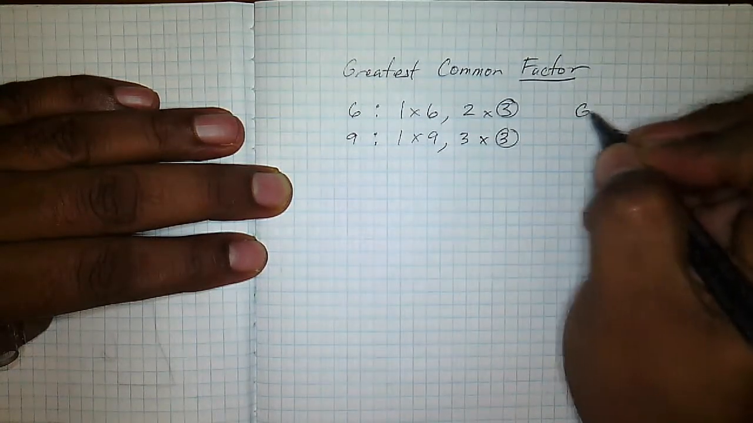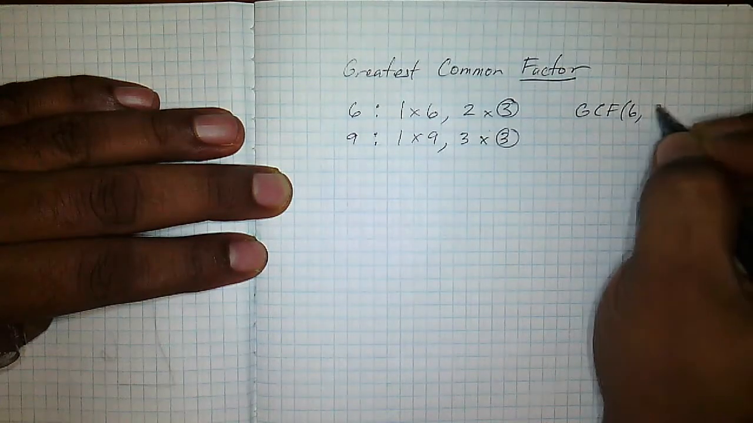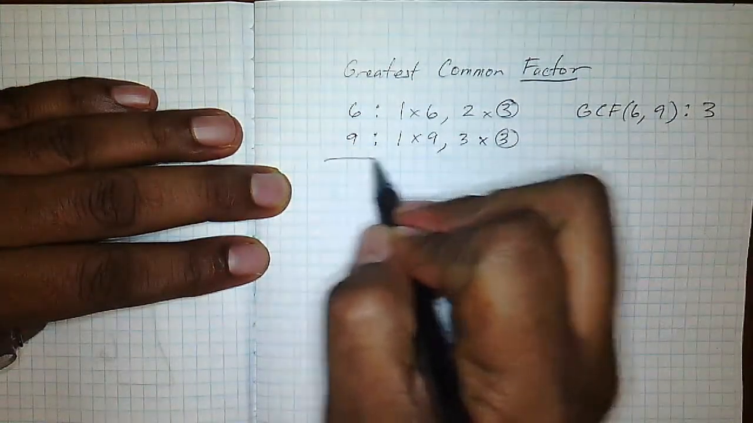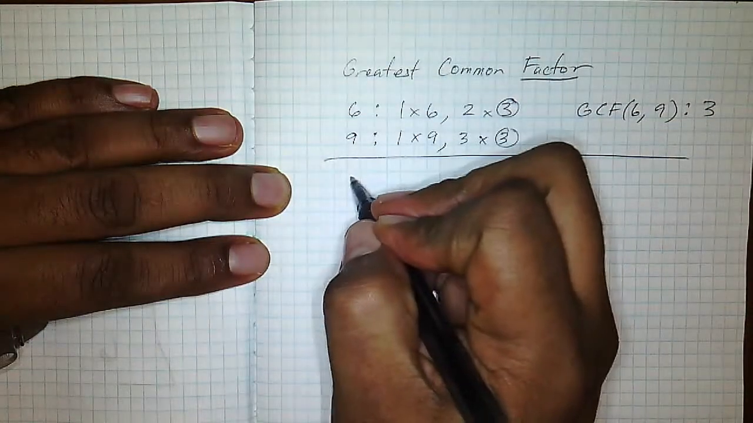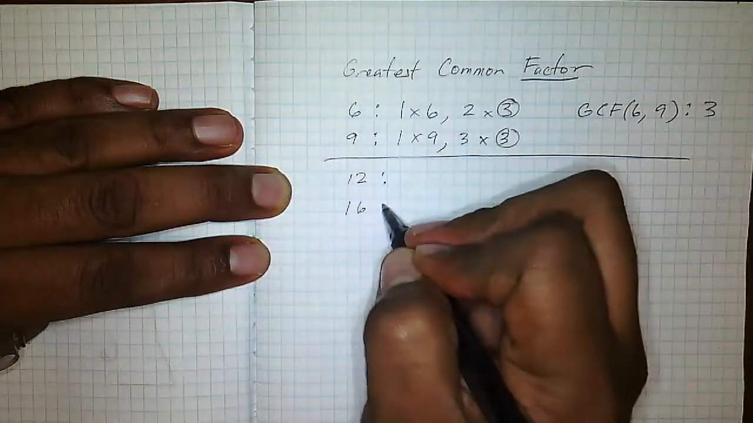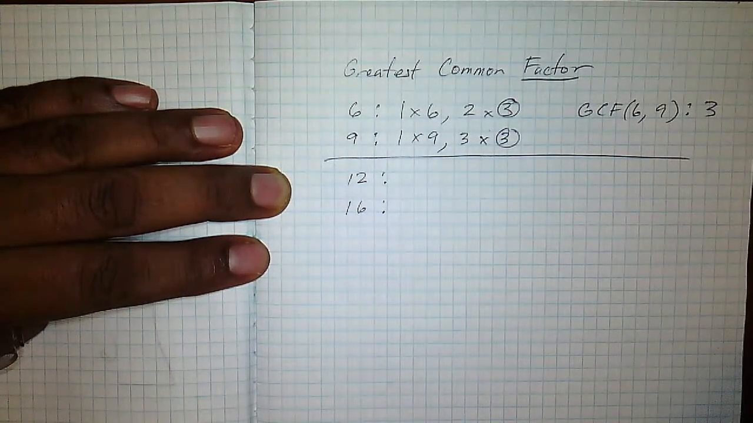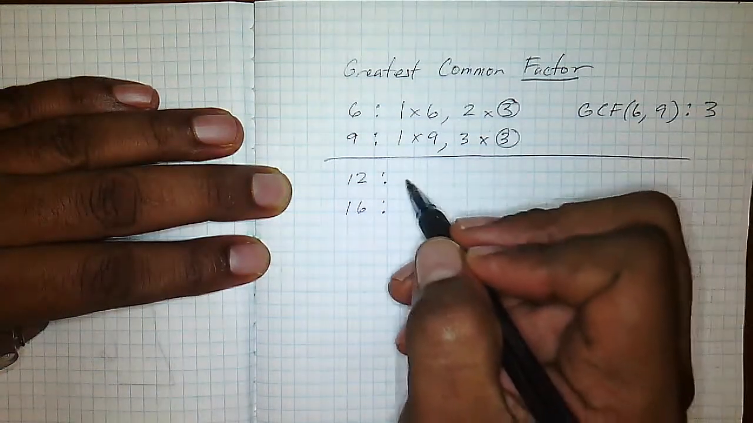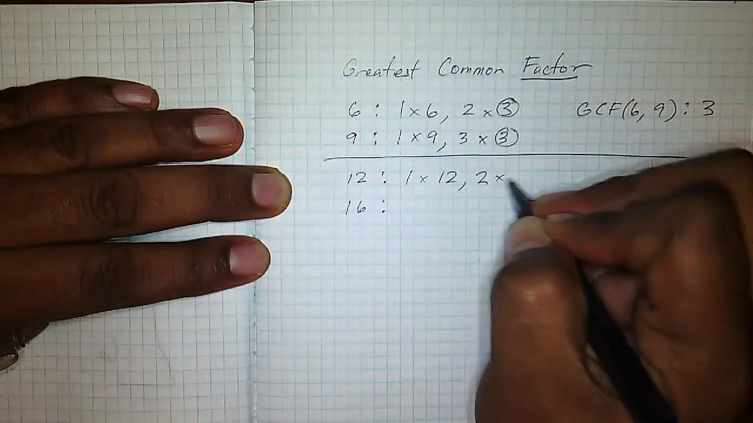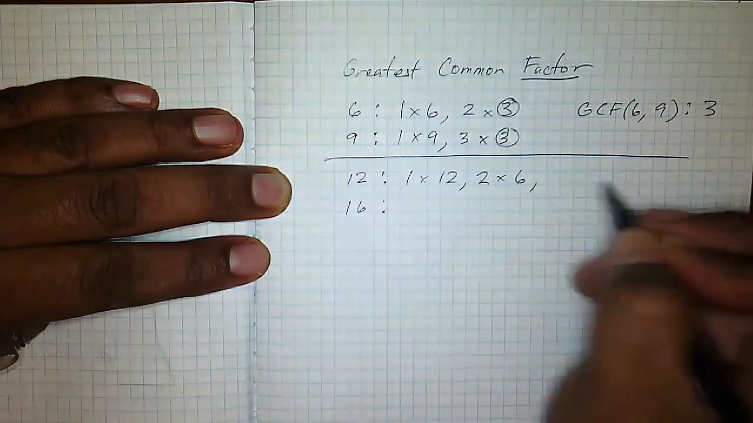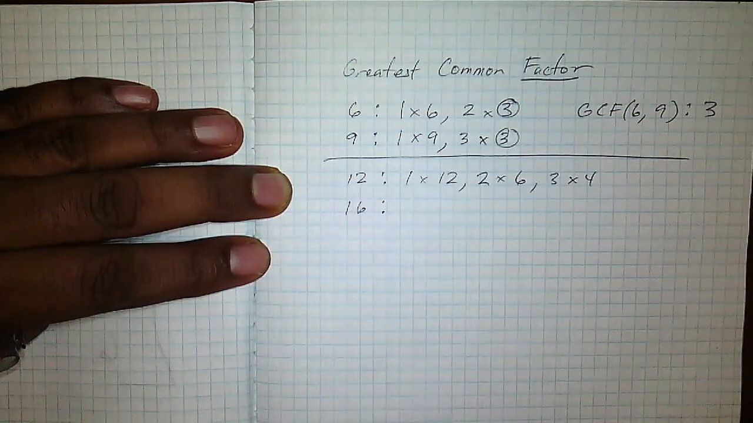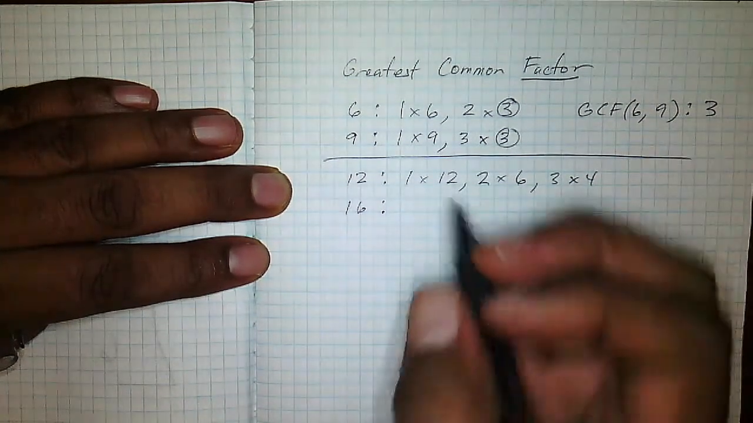So the GCF of 6 and 9 is 3. So say for instance we have another problem, right? We're going to look at 12 and 16. So this is one method, right? We can list the different factors of a number. So for 12, of course, 1 times 12 is even, so we can do 2 times 6. We can also do 3 times 4. Well, we already got 4, so we can stop here. Those are the different factors of 12, right?